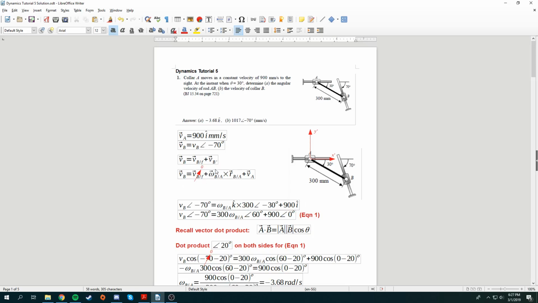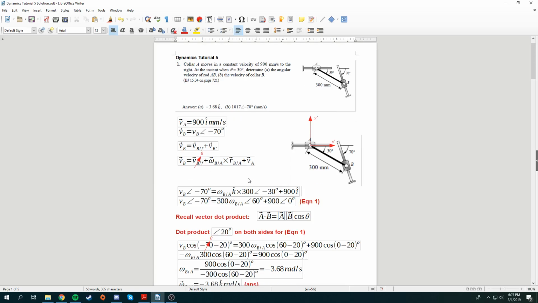And then I'm trying to find what's velocity of B prime. Basically the entrained velocity. Entrained velocity is very simple. It's just omega B from A crossed with RB from A plus velocity of A. I know velocity of A. I do not know what's the omega B from A. I do not know what's the velocity of B, but I know what's RB from A.